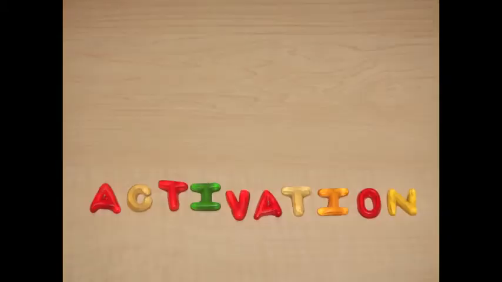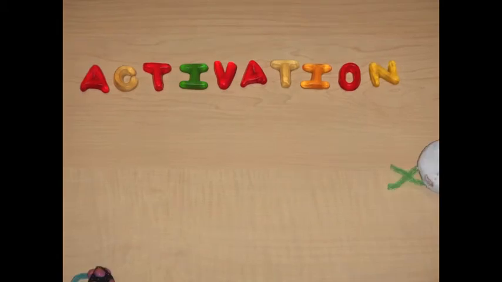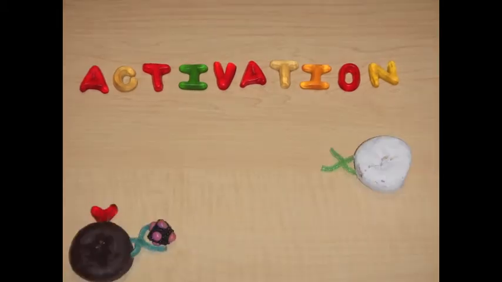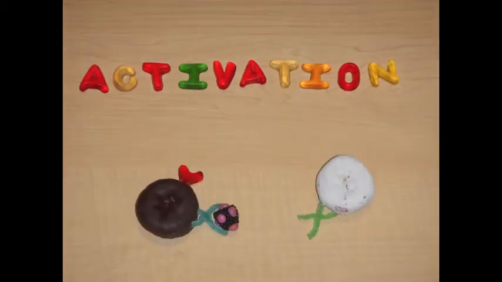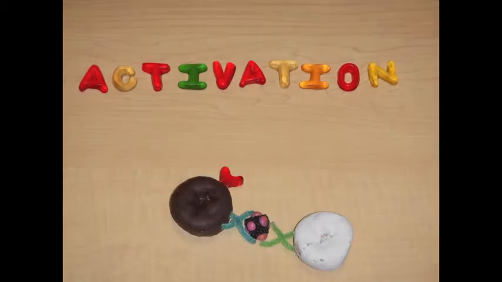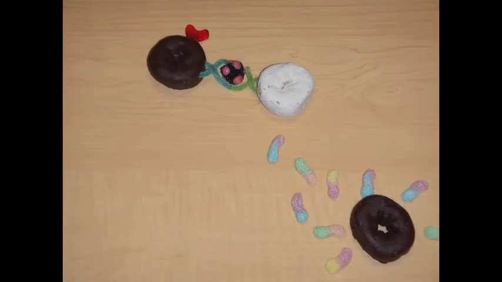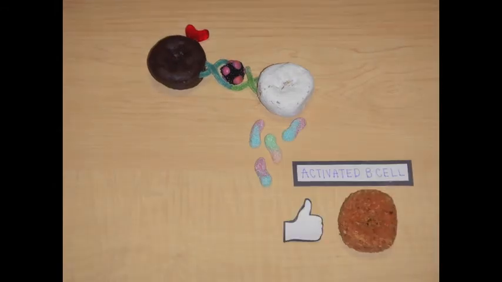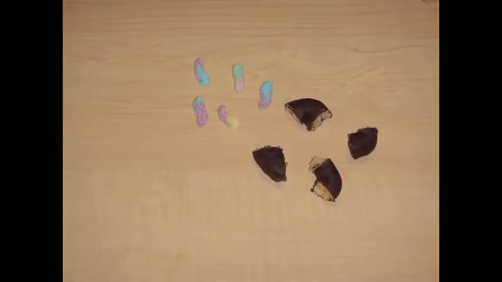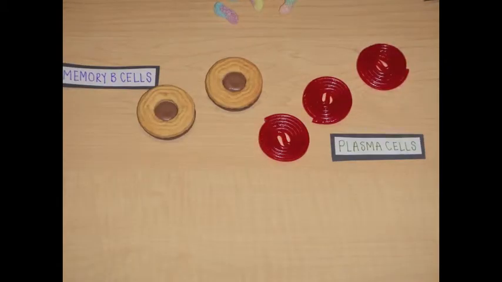Next, the activation phase occurs, where the B cell meets up with a helper T cell. The class II MHC protein binds with the T cell receptor, making the T cell receptor recognize the antigen and begin secreting cytokines that promote B cell activation. After activation of the B cell, cytokines also stimulate B cell division, producing plasma cells and memory B cells.